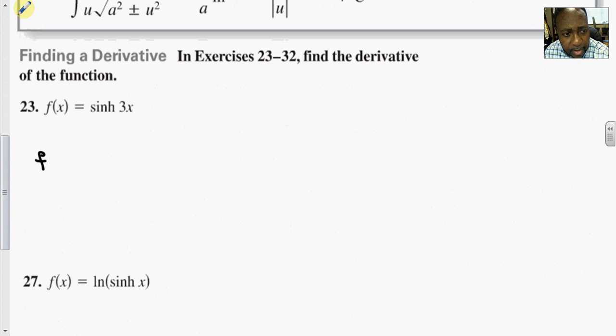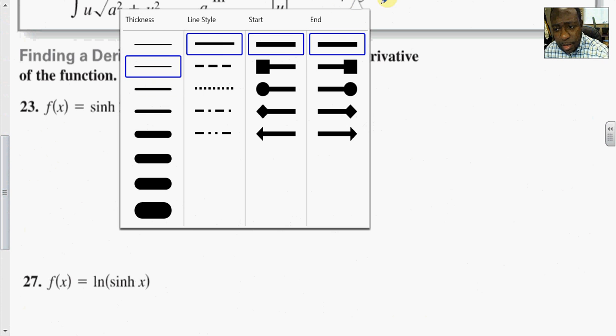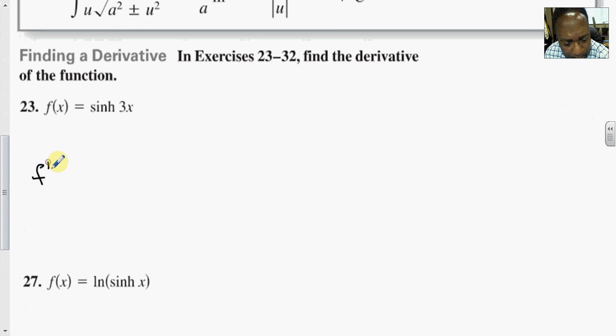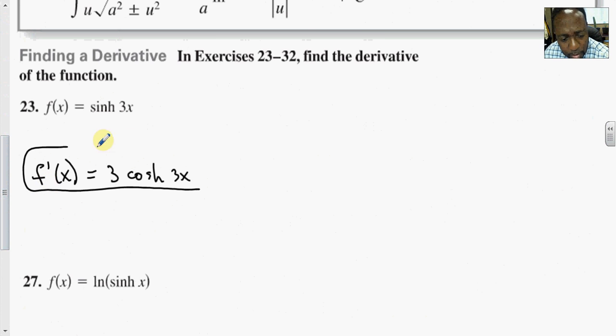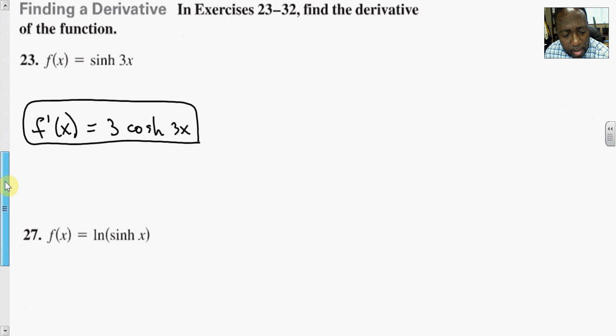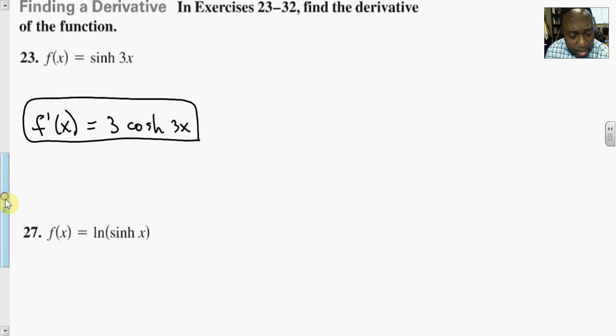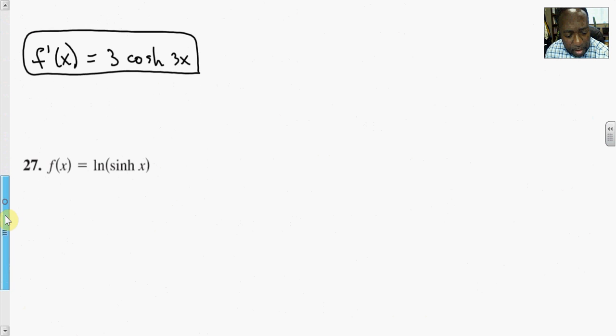So we find f prime of x. f prime of x would be the derivative of the hyperbolic sine, which is hyperbolic cosine, times the derivative of 3x, which is 3. Just write that first: 3 times the hyperbolic cosine of 3x. So the chain rule and the power rules of regular differentiation still apply with the hyperbolic functions.